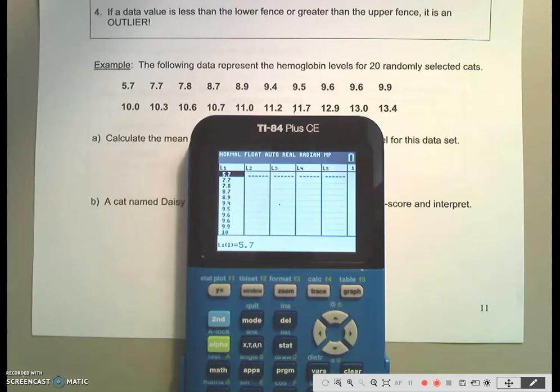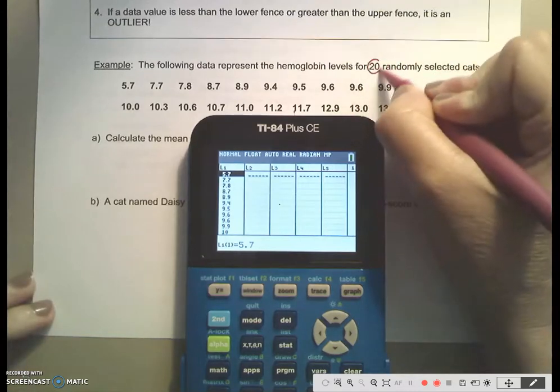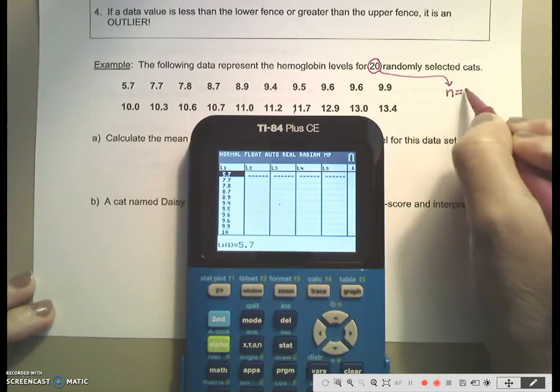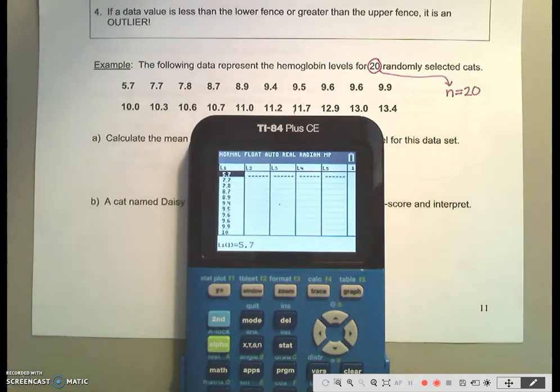So this is the data for hemoglobin levels for 20 randomly selected cats. I swear my examples are so random. If you were wondering, gosh, when is she going to do an example about hemoglobin levels of cats? Well, today's your lucky day. So we've got all of these levels. I don't know what's considered normal. I just know that these are all the different levels for 20 different cats. It goes from 5.7 up to 13.4.